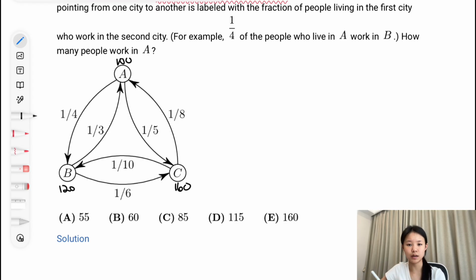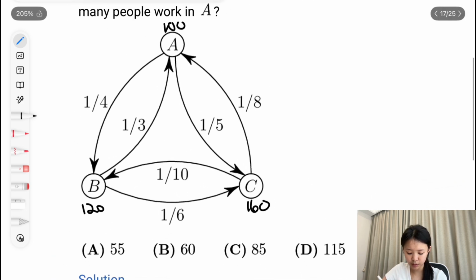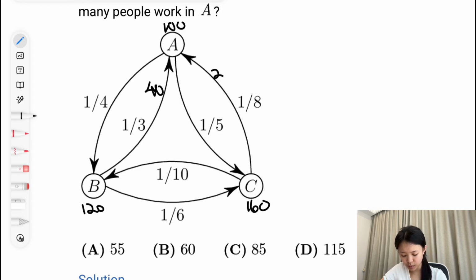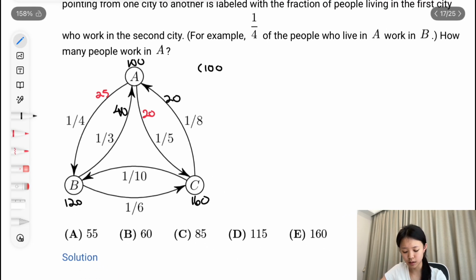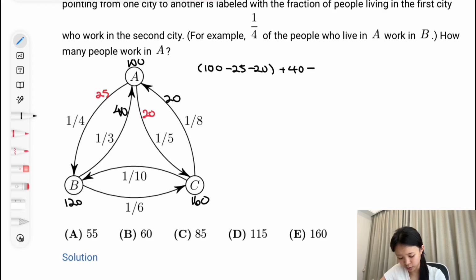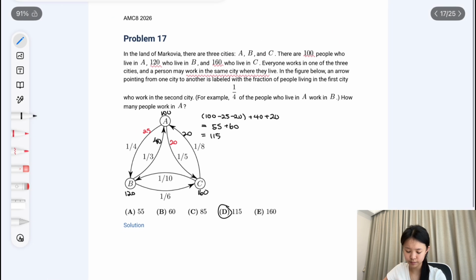Now, think of these arrows as the number of people that are going to the other city to work each day. So A is gaining 40 people from B and is gaining 20 people from C. However, they are losing 25 people and losing 20 people. So the number of people that work in their city is, therefore, first, the people that both live and work in A is 100 minus 25 minus 20. And the additional people that they get is 40 plus 20. So that equals 55 plus 60, which is 115. So the answer is D.